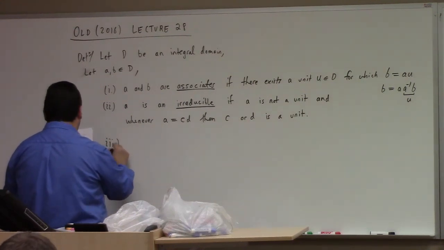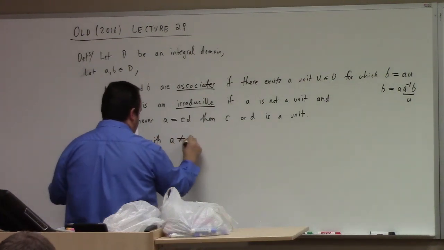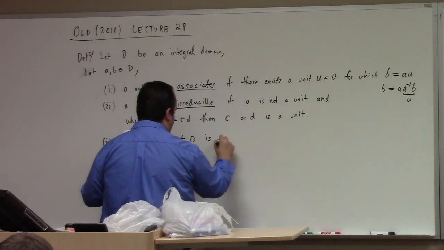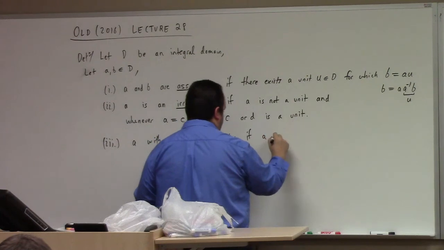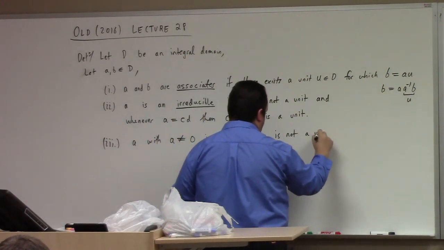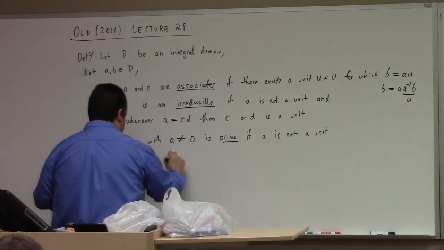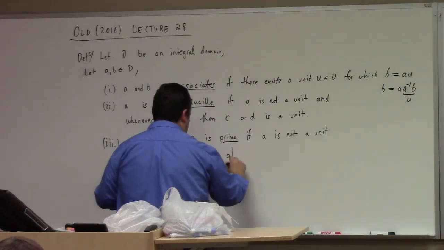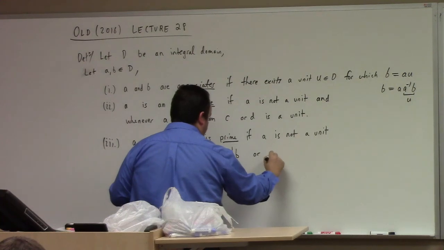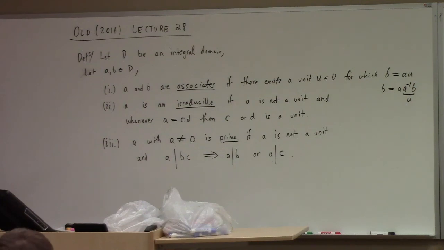Number three, A with A not equal to 0 is prime, all right? If A is not a unit and A divides BC implies that A divides B or A divides C. Okay?